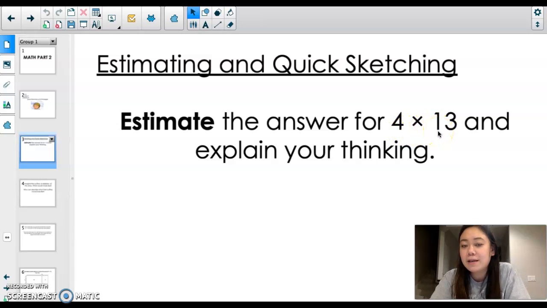Go ahead and make an estimate. And usually an estimate, you don't need paper for this because it's all in your head. So maybe the sub needs to pause the video, but I want you right now to estimate and think about what the answer might be for 4 times 13. I'm not asking you to find the actual answer. I'm asking you to find an answer close to 4 times 13. That's what an estimate means.